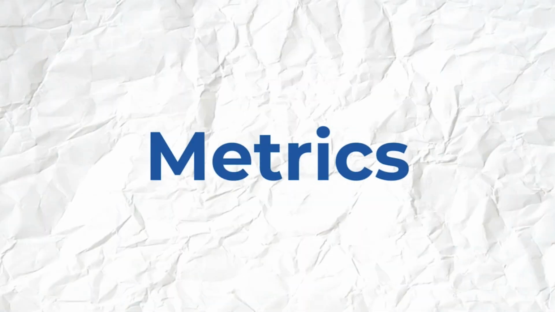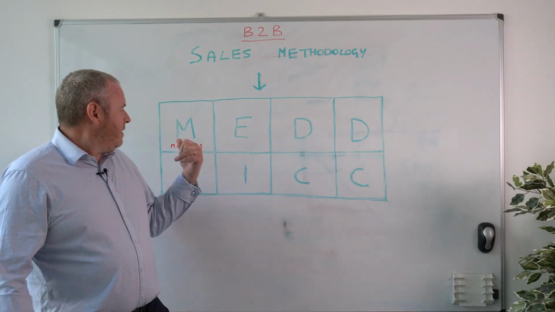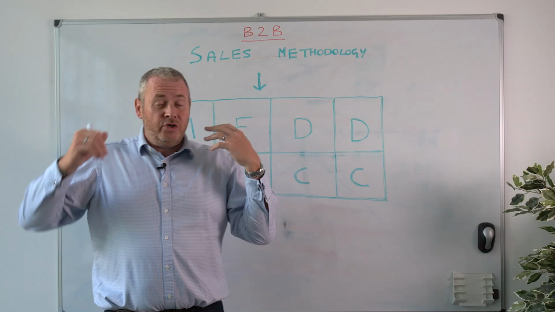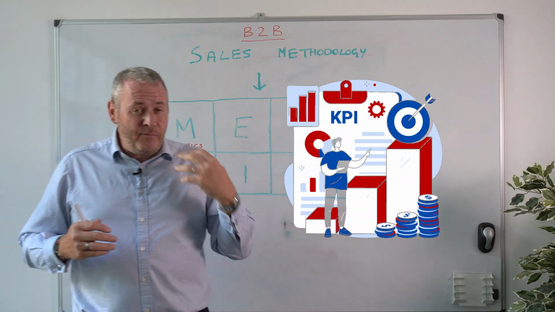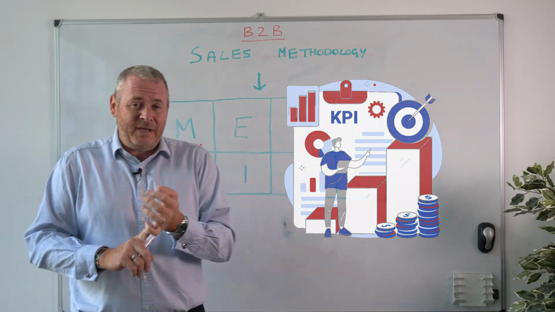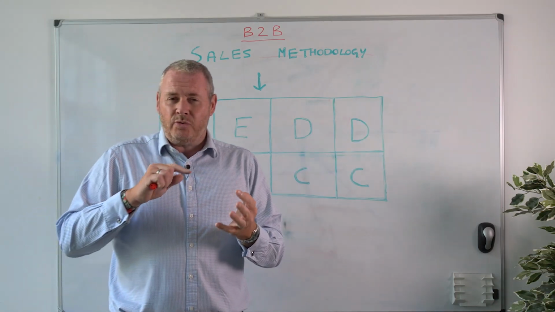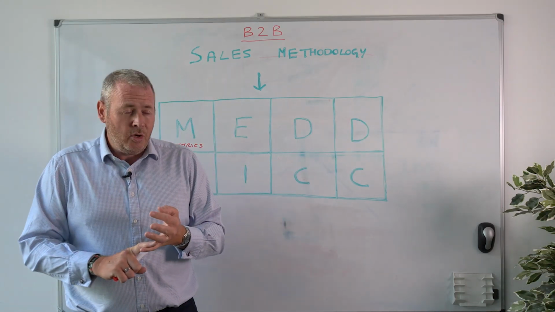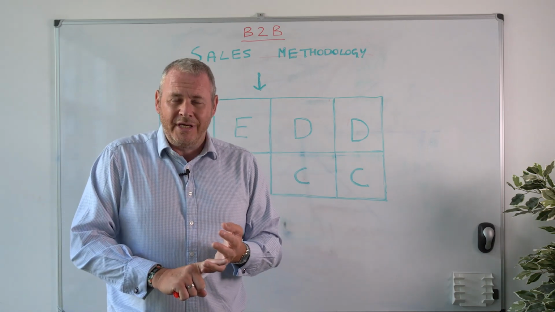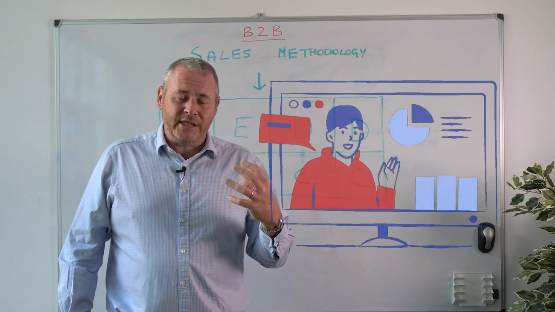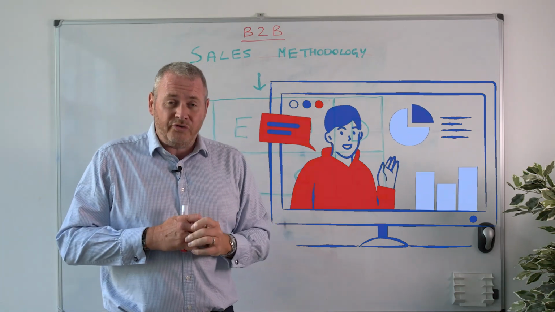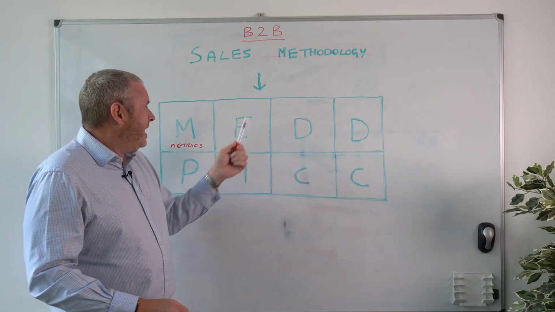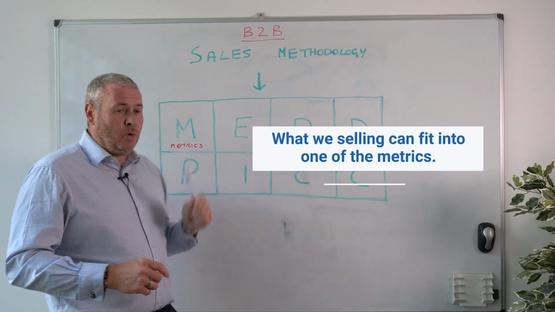So the M stands for metrics. And the whole concept around MEDDPICC is that we want to be looking for the metrics that are critical to that large organization and the way in which they operate. There'll be a series of key performance indicators, key metrics that the business has to achieve, whether it's maybe to achieve growth targets for the stock market, whether it's to achieve cost reduction numbers. There'll be a set of key metrics that that business and the different chief people and senior people in that business want to achieve. And so the goal behind MEDDPICC is to make sure that what we're selling can fit into one of those metrics.